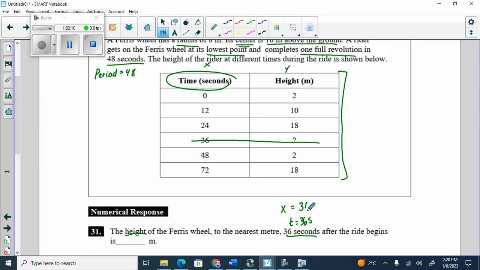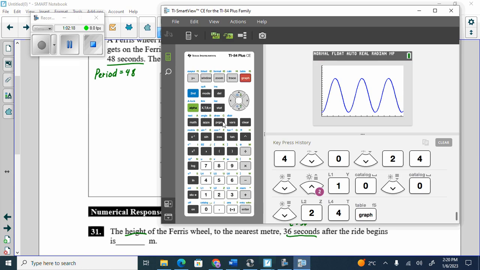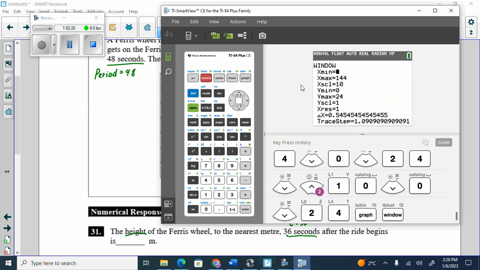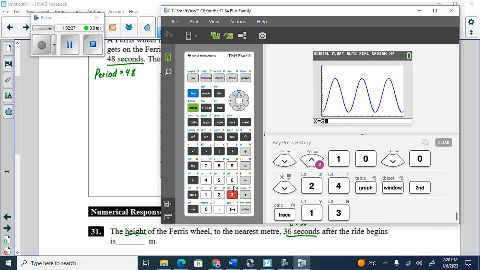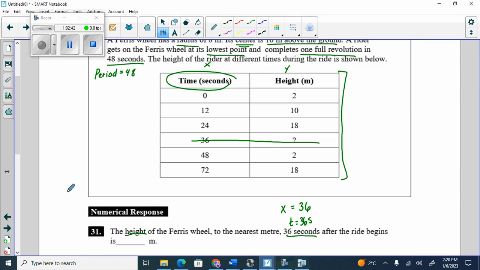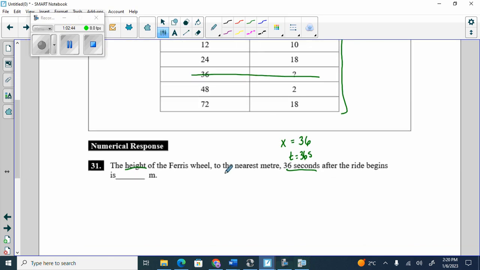Now remember, if you type 36 into X and it errors you, it's probably because your window's not big enough. So my window contains 36, but if it didn't, it would error. So I go second, trace, value, 36, enter. And I get 9.5. But it says to the nearest meter, so that's 10.